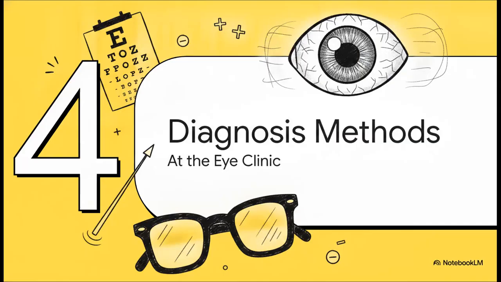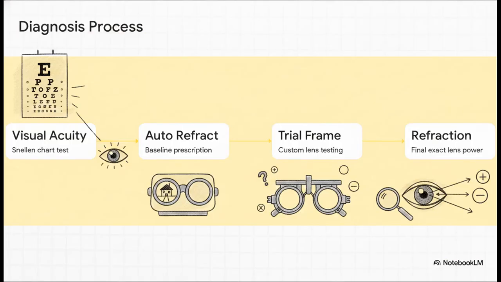Diagnosis methods. Here is what happens when you take the next step and visit the eye clinic. Getting diagnosed is actually a super seamless process. When you visit the clinic, they do a step-by-step evaluation to find your exact prescription. It usually kicks off with a visual acuity test, reading those different sized letters on the chart. Then they use an autorefractometer, which is this really cool piece of tech that automatically gives a baseline reading of how your eye focuses light.